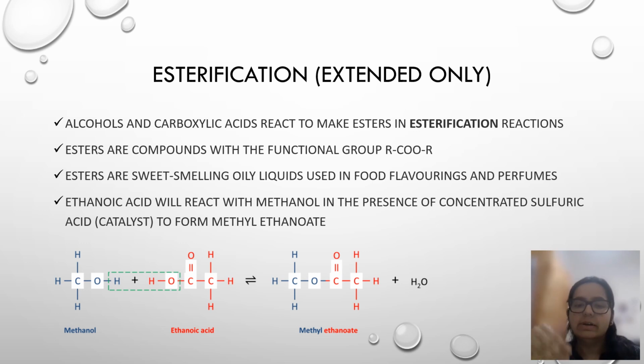Now, ethanoic acid will react with methanol in the presence of concentrated sulfuric acid to form methyl ethanoate. As you can see, I have put the reaction over here. Now we can see that the hydrogen from the OH of the methanol and the OH of the COOH from the ethanoic acid react to form the water molecule, which is removed, and when it is removed, we get methyl ethanoate and water. Now this reaction can be reversed, so when we add water to methyl ethanoate, we can again get ethanoic acid and methanol.